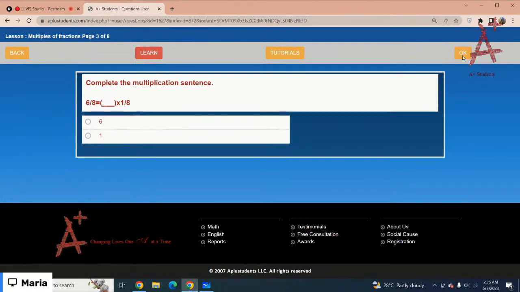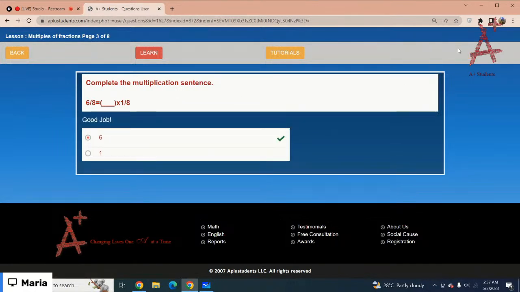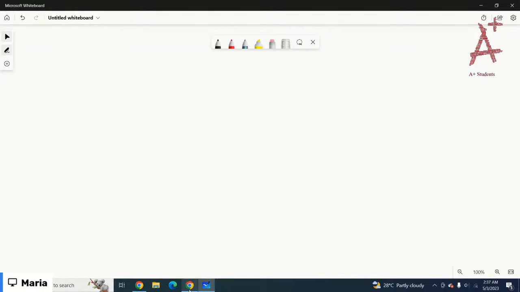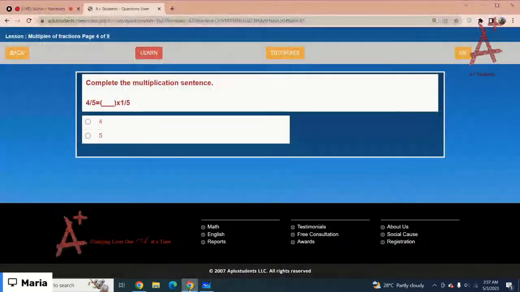Okay, then next one is 6 by 8 equals the missing number times 1 over 8. So it would be 6 times 1 is 6. So it would be 6 over 8. That means the missing number is 6. 4 by 5 times 1 over 5. So the missing number is 4, because 4 times 1 is 4. So it would be 4. The missing number is 4.